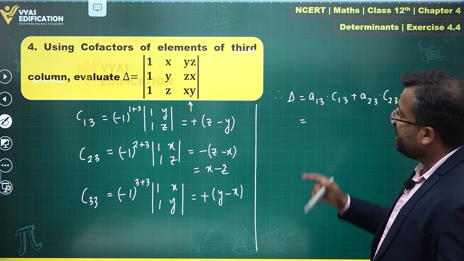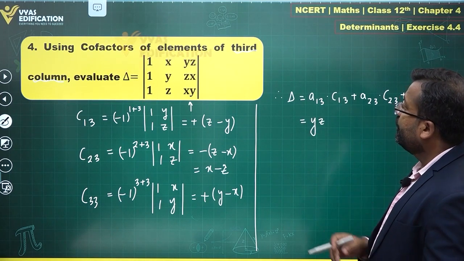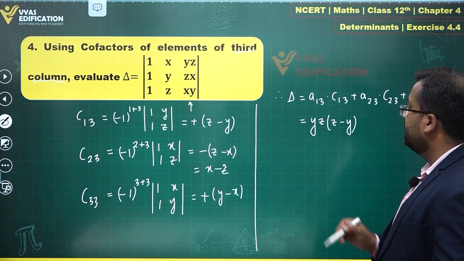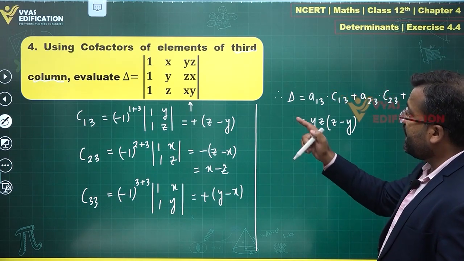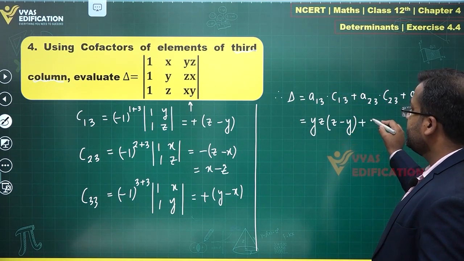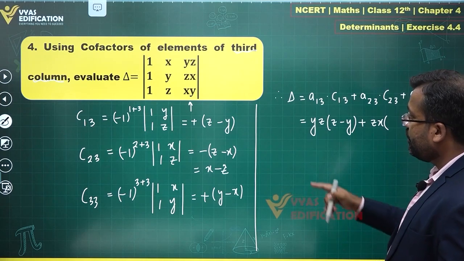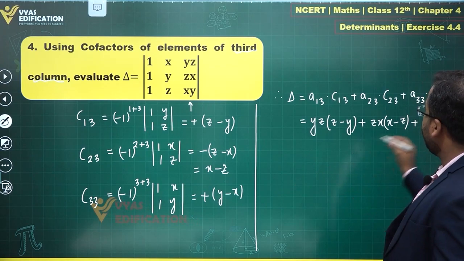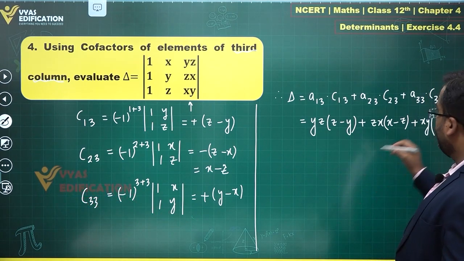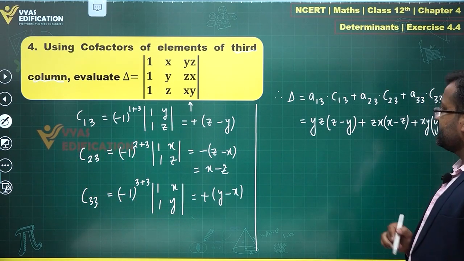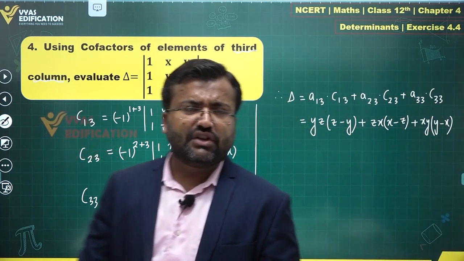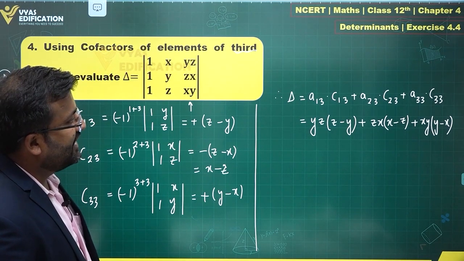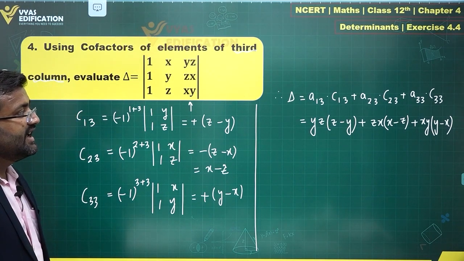A13 is yz, and along with that we have z minus y. Next you have zx, so plus zx times x minus z. Plus you have xy times y minus x. This is what you can have, as you can clearly observe: yz times z minus y plus zx times x minus z plus xy times y minus x.